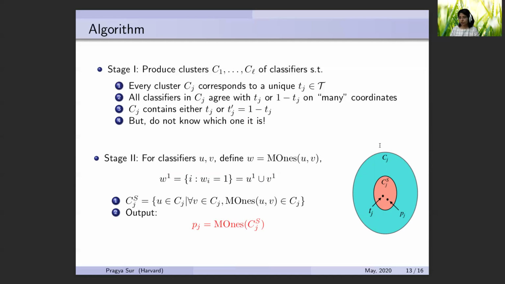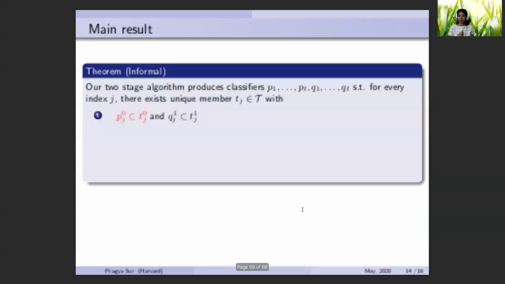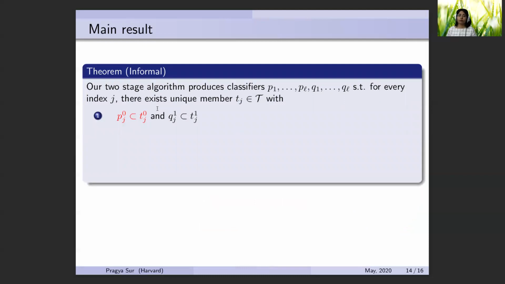So looking at this picture, Cj was the original larger cluster that was produced, and this is typically a much smaller cluster, and then Pj is obtained by merge once of everything in this smaller cluster. And because of the properties of merge once, Pj itself actually belongs to this cluster. Furthermore, one can show that in stage 1, step 3, if Tj is in Cj, then Tj will also belong to this smaller cluster. And in fact, Pj is the classifier we wish to have. It has the nice properties.